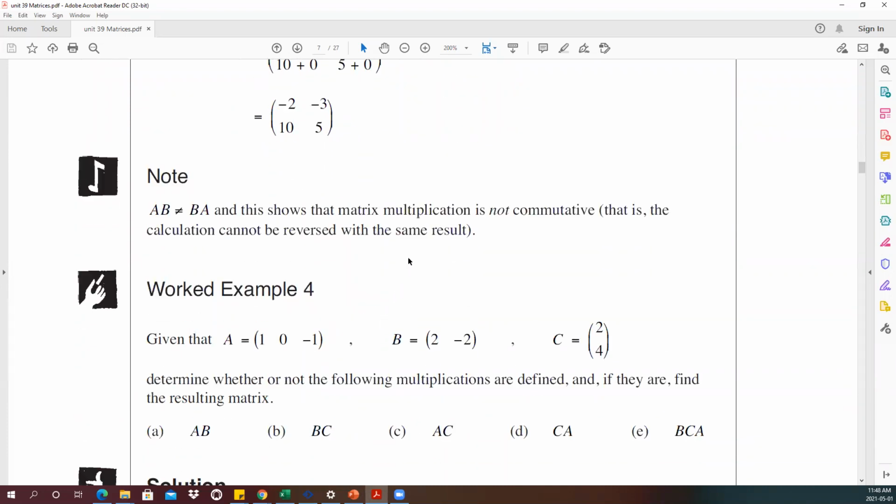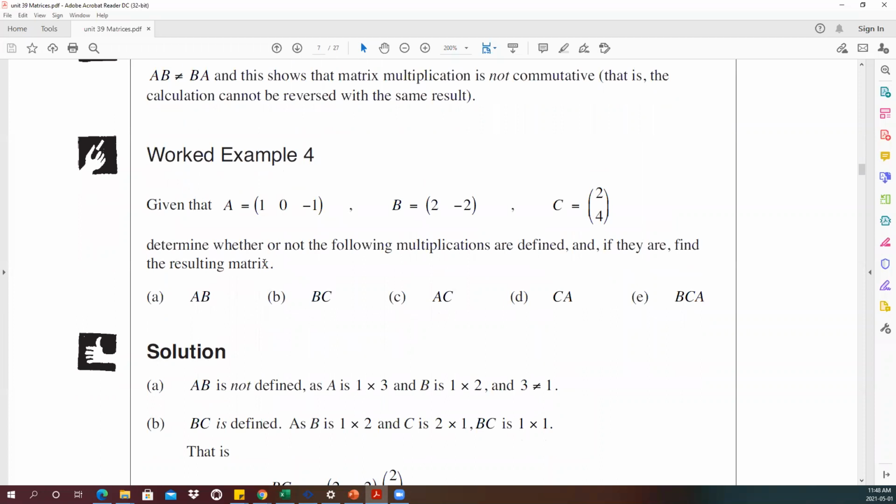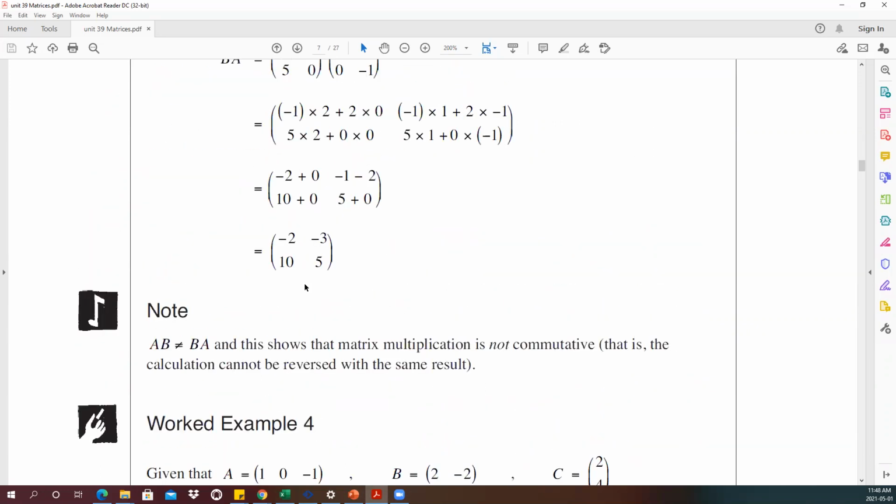All right. So we're going through. What else we have here? We have worked example 4. But before I continue, are there any questions? Any questions? Anything so far?